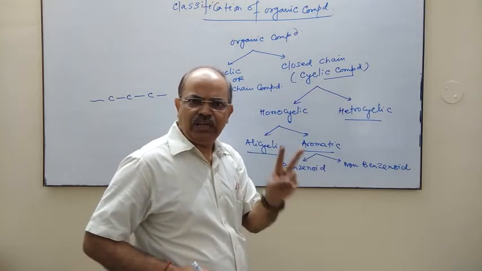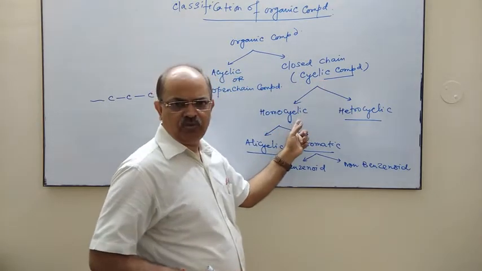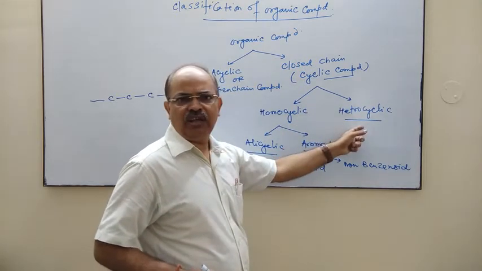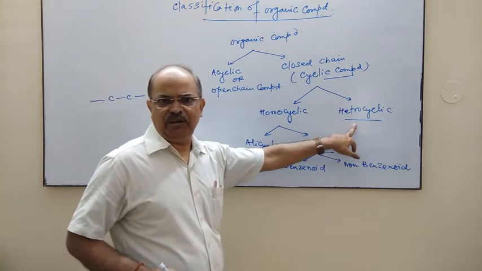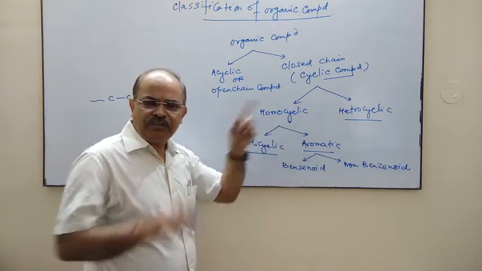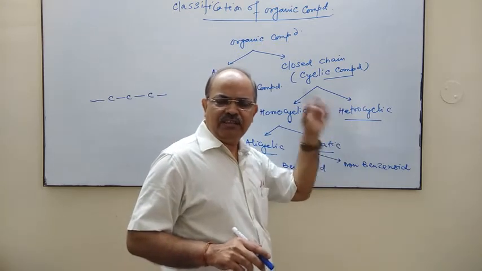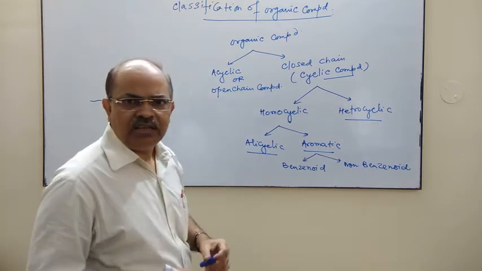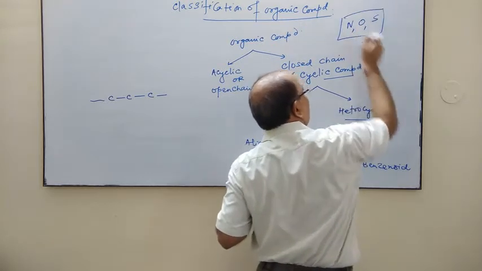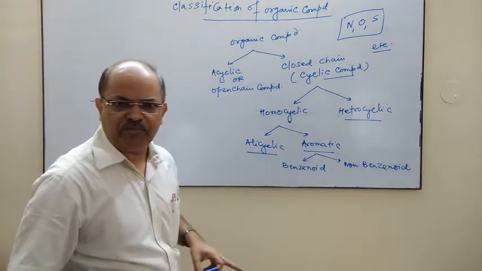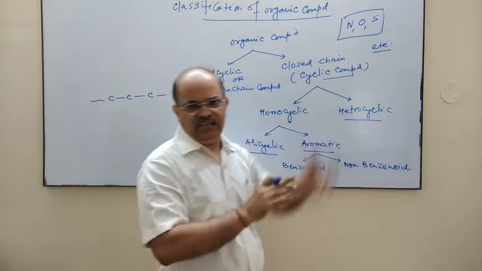For cyclic compound, the number of carbon at least must be 3. Now this cyclic compound is further of two types. One is called homocyclic, another is called heterocyclic. Now what is the basic difference between homocyclic compound and heterocyclic compound? In case of homocyclic compound, there is a cycle of only carbon atoms. But in case of heterocyclic, in the cycle of carbon, one of the carbons is replaced by a heteroatom. It may be nitrogen, it may be oxygen, or it may be sulfur, etc. So in the cycle of carbon, one heteroatom such as nitrogen, oxygen, or sulfur will be there.